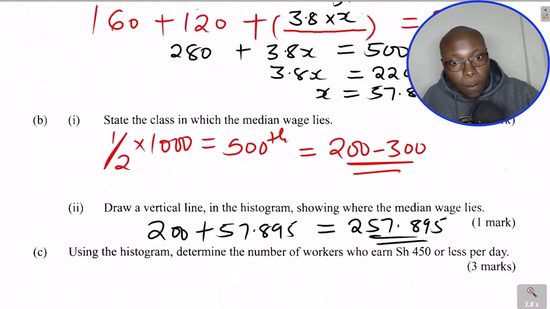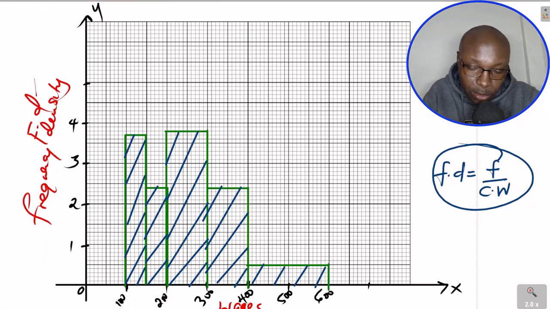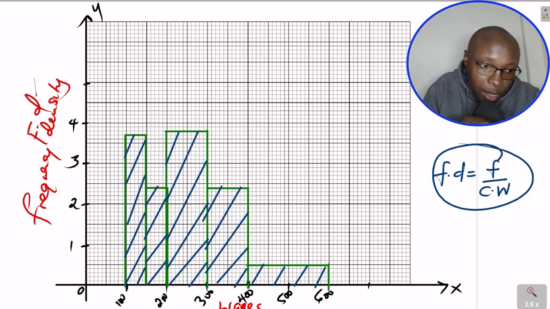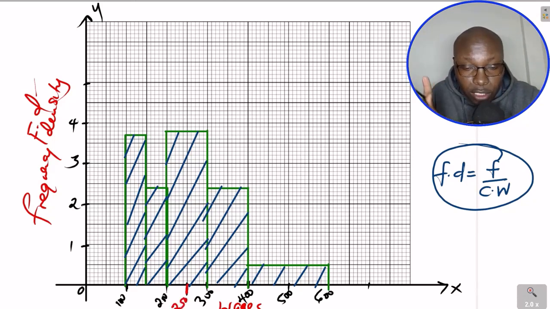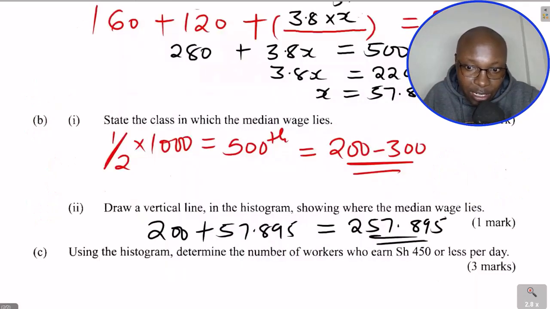When it comes to the graph, you just draw 257.895. Where will it be? You know the size of one small square is 10. So this is 250, and after that, one square is 260. Up to this point, we use a red pen here. This is 250, and the size of one small square is 10, so when you add 250 plus 10, it will be 260.